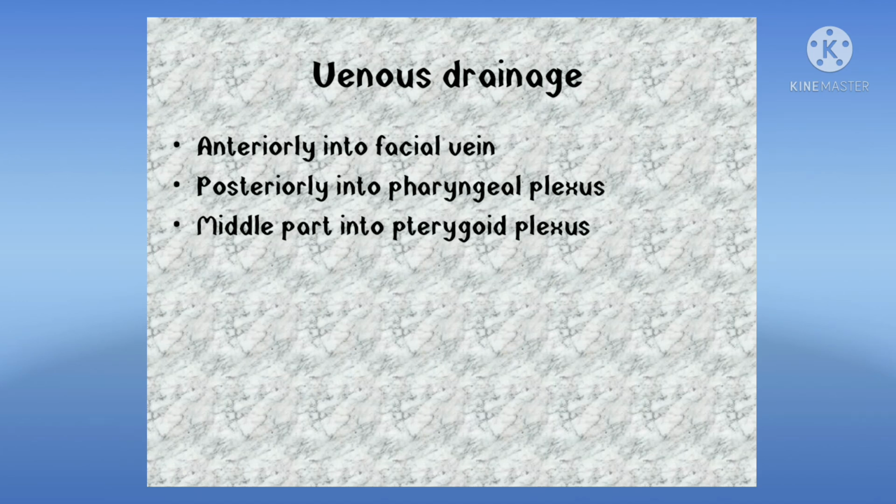Next, the venous drainage of the lateral wall of the nose. The veins form a plexus, which drains anteriorly into the facial vein, posteriorly into the pharyngeal plexus of veins, and from the middle part to the pterygoid venous plexuses.